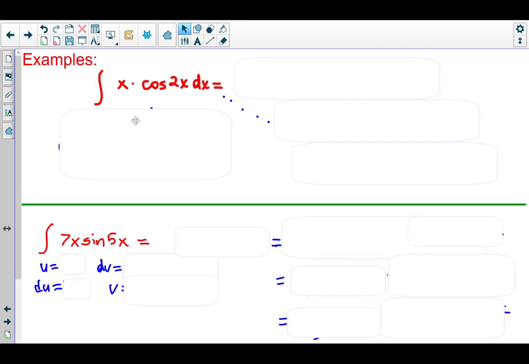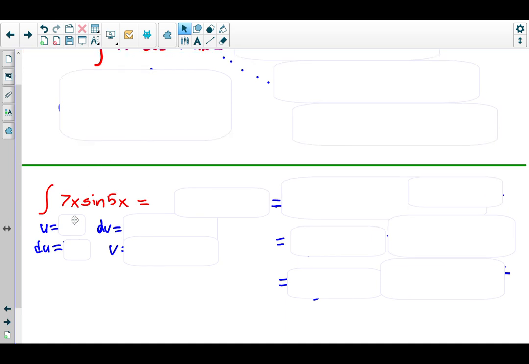And as you may have imagined, we're going to let u be equal to 7x and dv be equal to sine of 5x for this question. And the derivative here will be 7 dx, and for the antiderivative, remember the antiderivative of sine. So here we're anti-differentiating, so it's going to be negative cosine of 5x over 5.